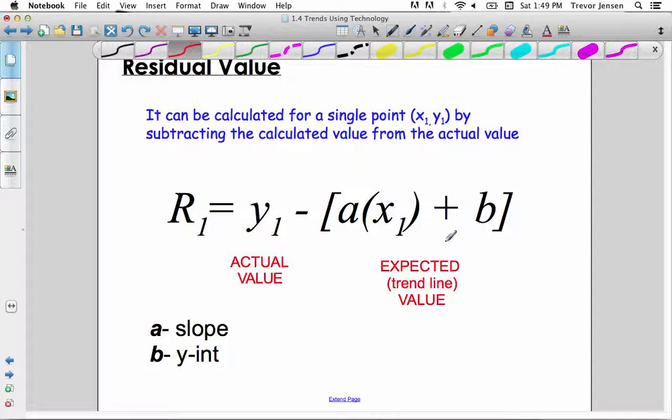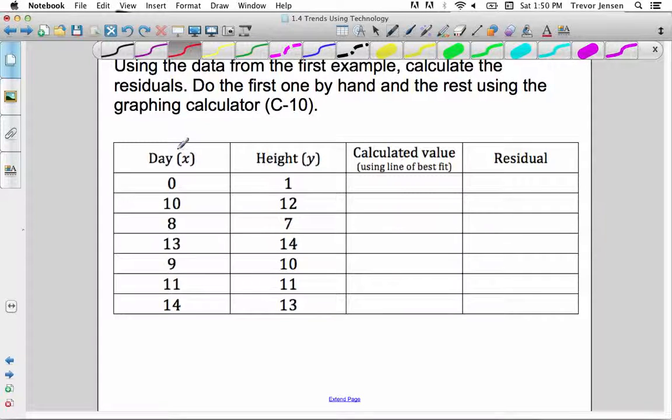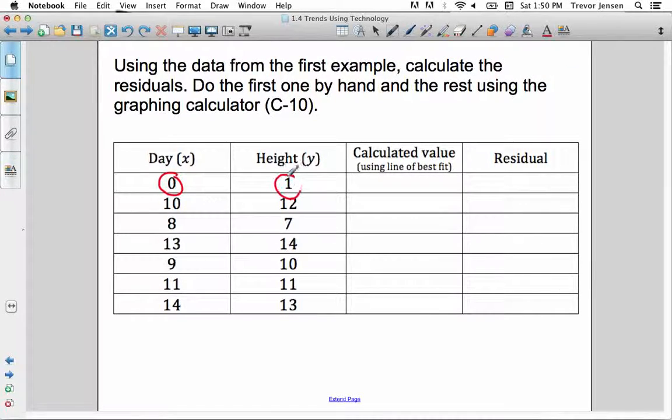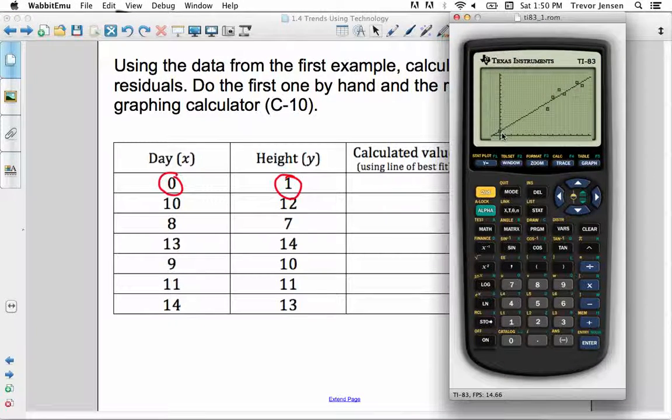If I do an example, it'll probably help you visualize how to use this formula. I'm also going to show you how to use the TI-83 to get your residual values. Here's our data table. It told us that on day 0, the height of the plant was 1. If we look back at our scatter plot, you should be able to see that point in the bottom left corner. It looks like it's almost on top of the line of best fit, if not exactly on top, but we'll calculate that right now and see how far that point actually is from the line of best fit.